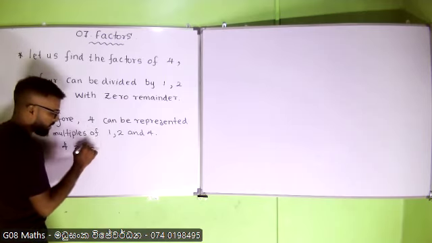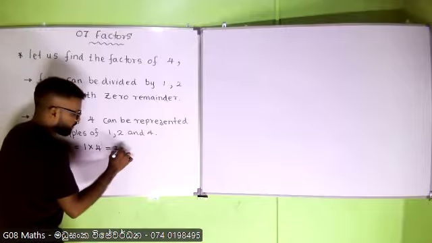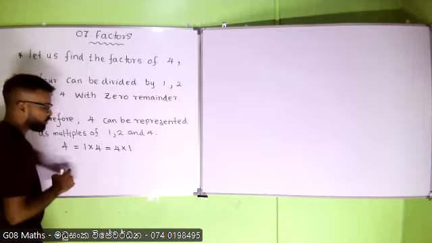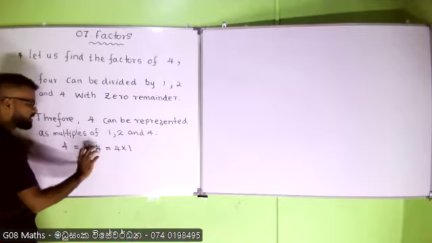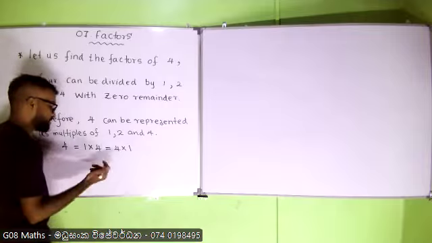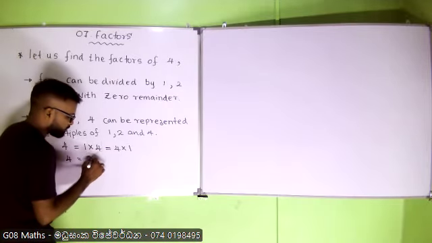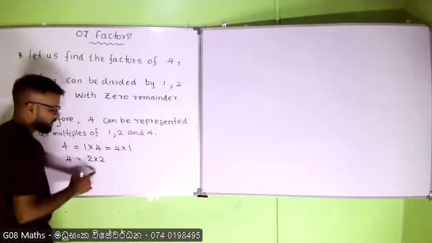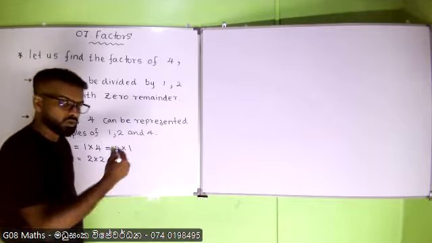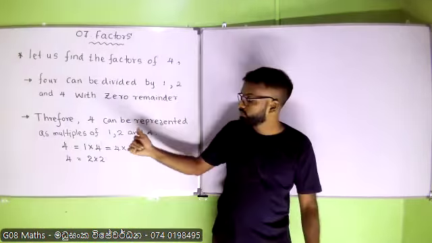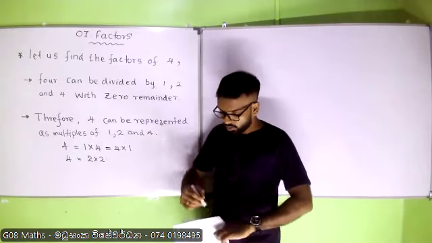If we use 1, 1 times 4, or we can say 4 times 1. Both of them are correct, right? 1 times 4 is 4, 4 times 1 is 4, vice versa. I have changed the signs, it doesn't matter. And 4 can be represented by using 2 as well. That means 2 times 2, 4. So with that we can represent 4.